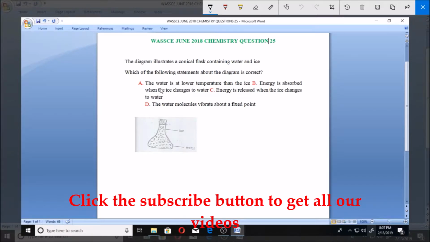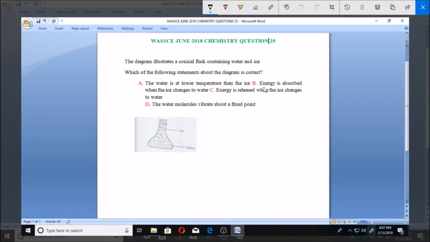A. The water is at lower temperature than the ice. B. Energy is absorbed when the ice changes to water. C. Energy is released when the ice changes to water. D. The water molecules vibrate about a fixed point.